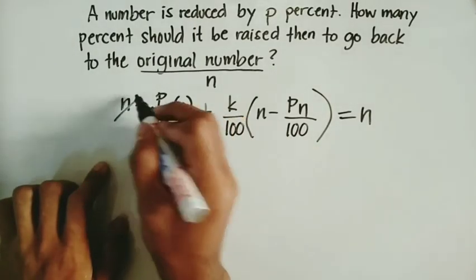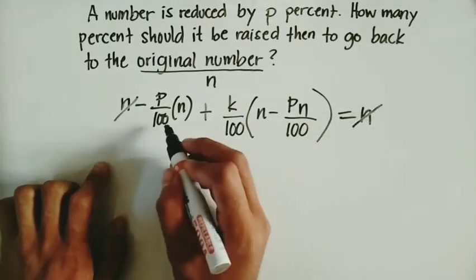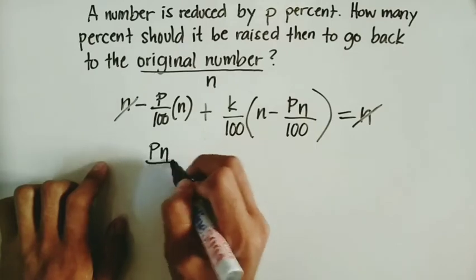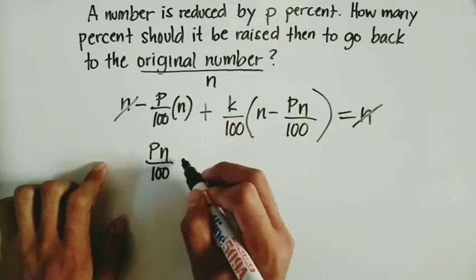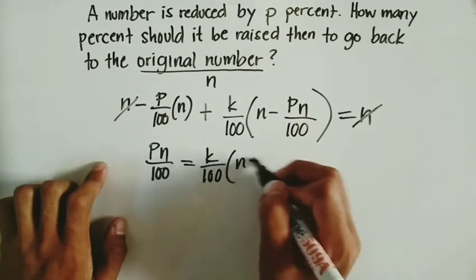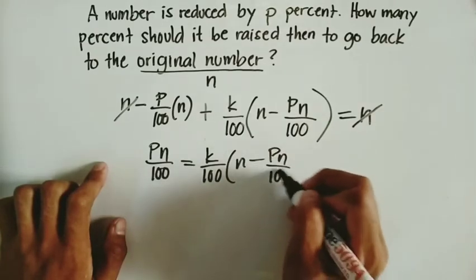So, eto makakancel agad. And eto pwede natin ilipat. Nagiging p times n over 100. Inalis ko na yung parenthesis. n minus p times n over 100.